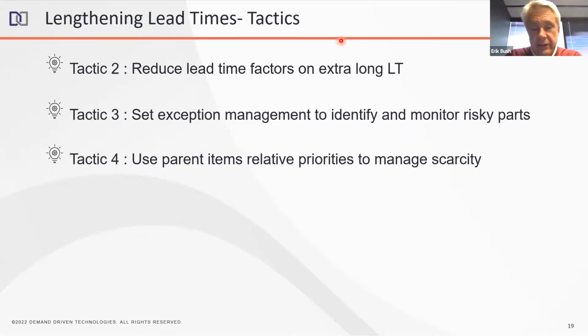Reduce lead time factors on your extra long lead time items. If you don't do that, the lead time factor, for those of you who are familiar with DDMRP, that's the percentage of usage over the lead time that goes into the red zone base. If you continue, as the lead times get longer, to not adjust that, you're going to end up fattening up that red zone so much that you're going to contribute further to this issue of trying to hoard material when you really can't do that.